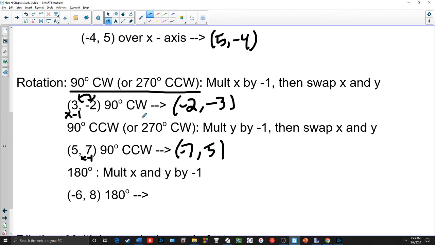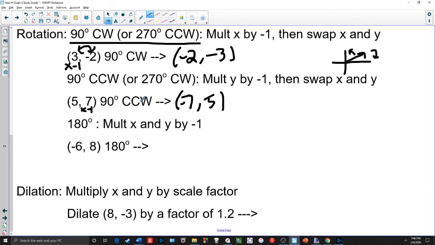The way I remember the difference between these two is, again, I look at a graph and think of it as a clock with the hour hand starting at the upper right-hand corner. If I'm going clockwise, which is this way here, I'm going towards the x-axis, so I have to multiply the x first. Whereas if I was going counterclockwise, you have to multiply the y first because that's where you're heading to first. And then 180 is a special kind of rotation, and then you don't swap.